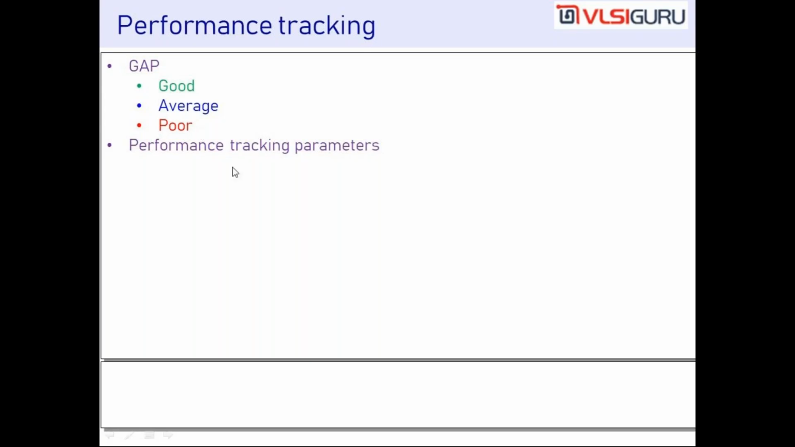Okay. Performance tracking, we keep some criteria. How do I say someone is good? How do I say someone is average? How do I say someone is poor? Can I say if some student comes with 100% attendance, he is good? No, right? So there is a criteria which we follow.